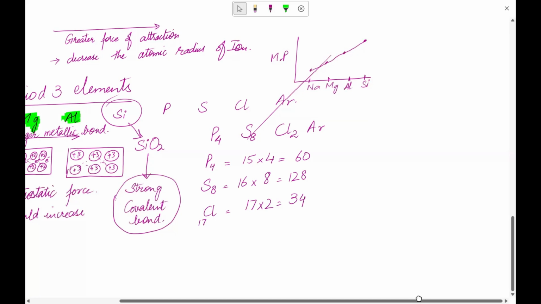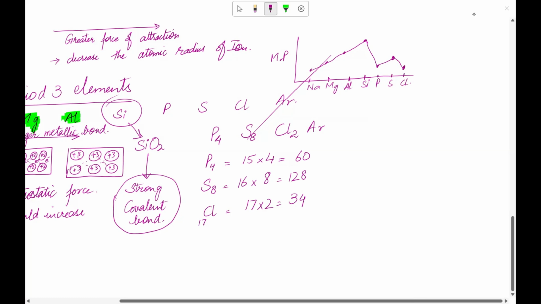So you might have seen that their strength depends upon the number of electrons present. The greatest number of electrons is present in sulfur. Is that clear? So the graph would become like this: this is for phosphorus, this is for sulfur, and this is for chlorine. Chlorine has the least number of electrons, so its melting point would be at this point.